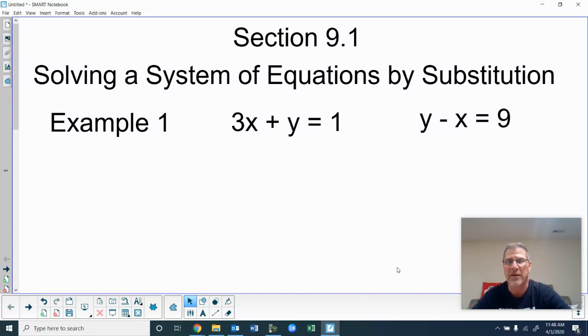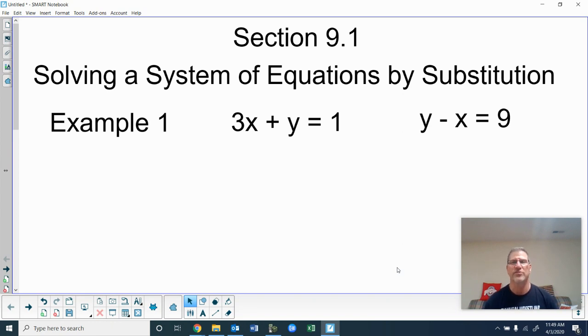And this week, we're going to look at solving a system of equations in section 9.1 from your book. Today we're going to do it by substitution, and we'll go ahead and get started. So in this first example, when we have a system of equations, we have two variables and two equations. We have our x and our y, and we want to find out what x and y equal that will make both equations true.